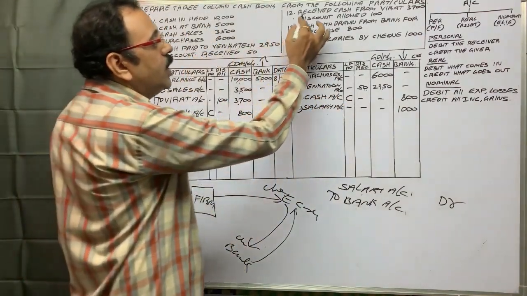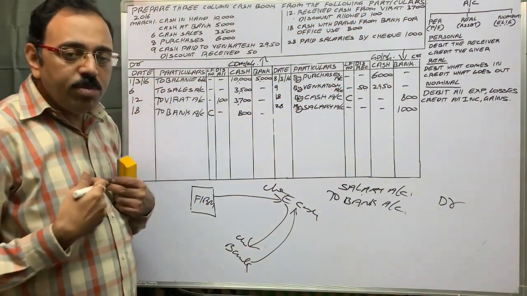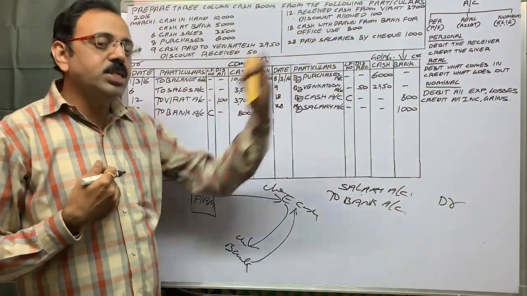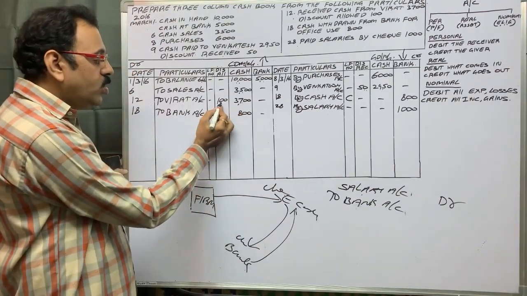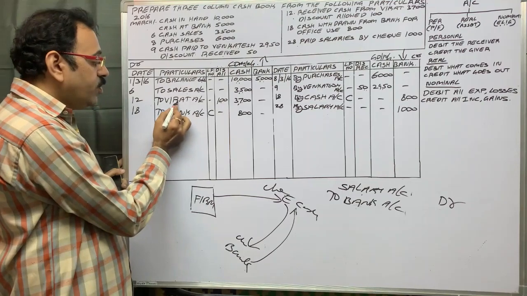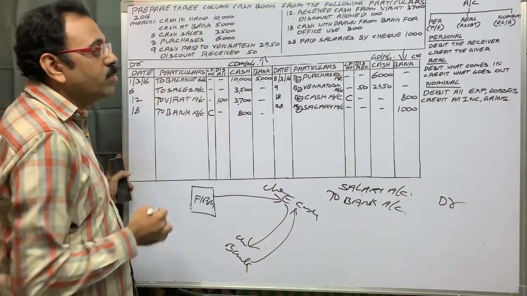Next, received cash from Virat, discount allowed. So the firm received cash from Virat. Cash is coming. Then which side? Debit side. Discount column, discount amount. From whom we are receiving that amount, write down that person's name in particulars column.